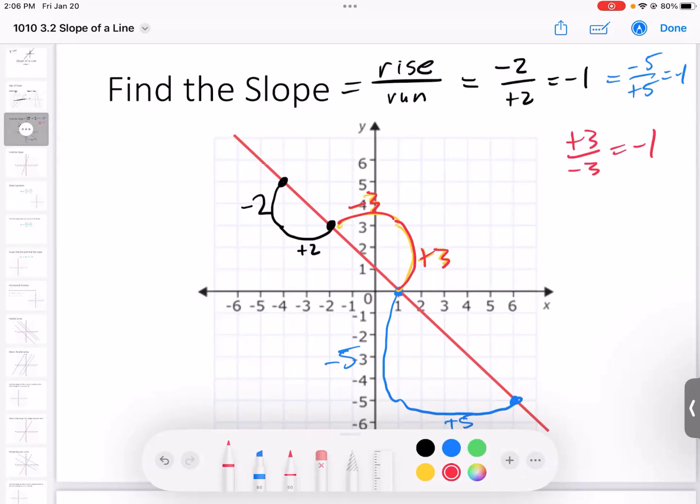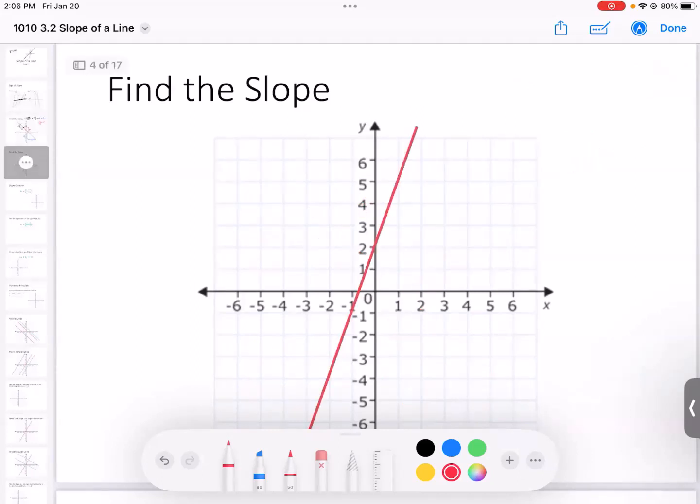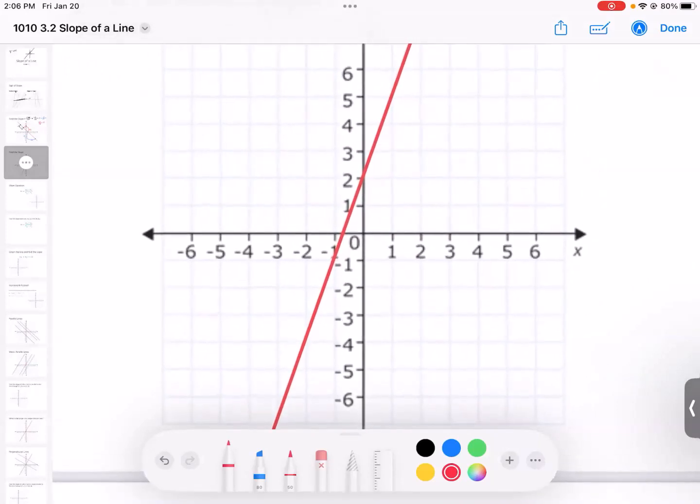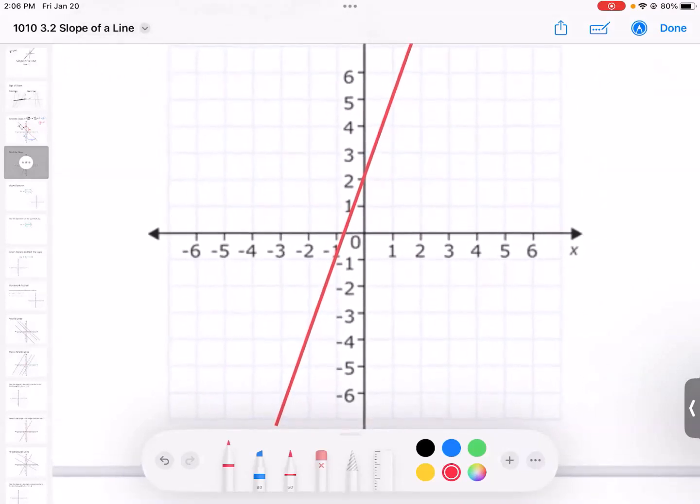Any questions on that so far? Okay. So let's practice finding the slope of this line. I'll zoom in so that you guys can see it a little better. So why don't you guys try this one on your own? And if you can't see it perfectly, just estimate and your answer will be close to mine.